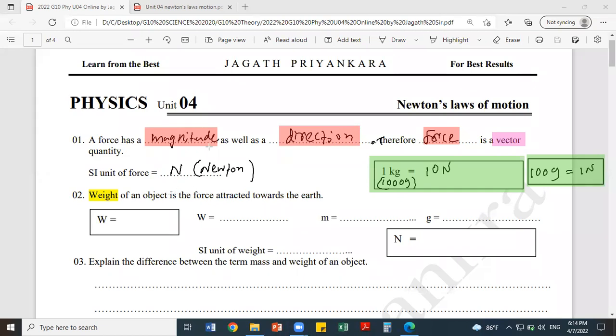Okay. Then next one, weight of an object is the force attracted towards the earth. W for weight. And there's an equation which shows the relationship between weight and the mass of an object. It's W equals mg, right? You have to remember this equation for the calculation. W equals mg.